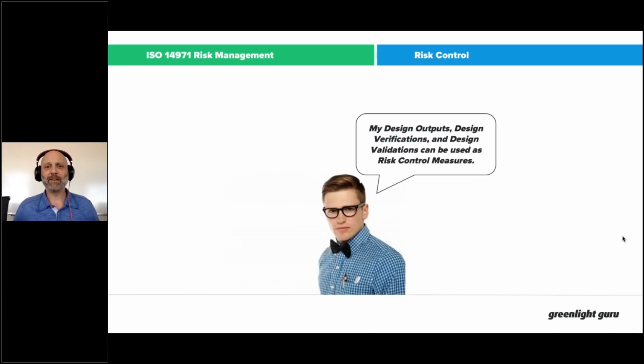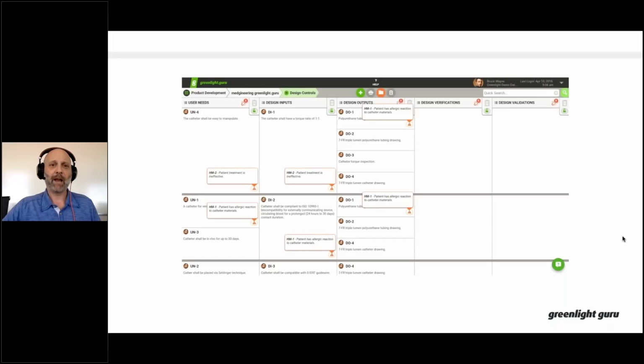So as I mentioned, design outputs, design verification activities, and design validations are all proof and objective evidence that we can use to corroborate and support our decisions when it comes to risk assessments and risk evaluations. And I want to be able to tie that back to what I'm doing in the design and development process, as I've already shared with you.